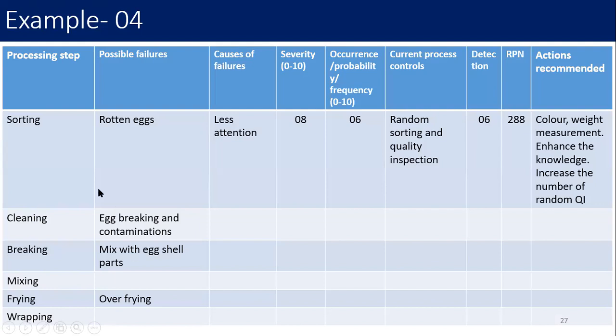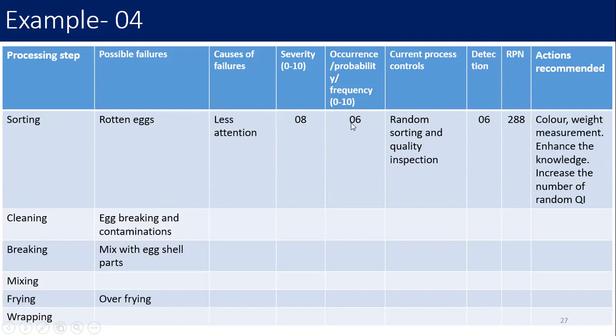Then this is about sorting, cleaning, breaking, mixing, frying and wrapping, and I think omelette making, egg frying. Then the sorting severities are there. Then likewise you can complete this diagram, this table. You better complete this table based on your experience. I have given some examples here. Then you also can do it yourself, right?